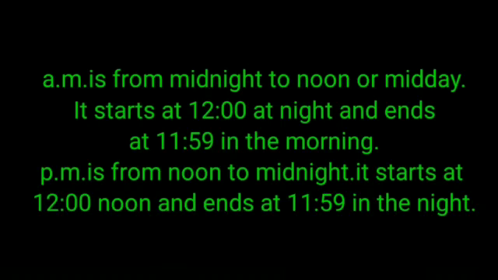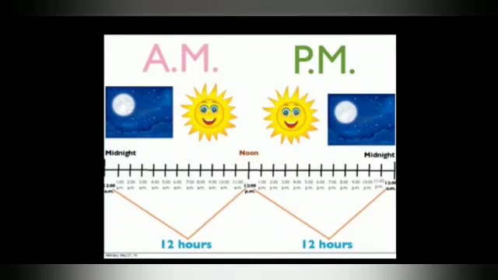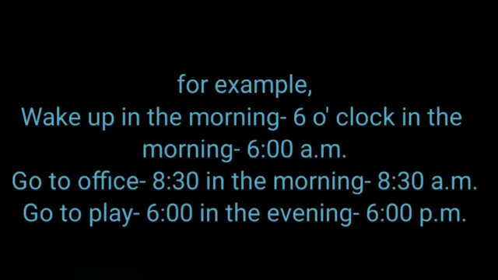So here we have to see the difference between ante-meridian and post-meridian. In this picture, it's very clear to see AM and PM. AM is midnight to noon and PM is noon to midnight. For example, woke up in the morning, that is 6 o'clock in the morning, that is 6 AM. Go to office at 8:30 in the morning, that is 8:30 AM. Go to play at 6 in the evening, that is 6 PM.